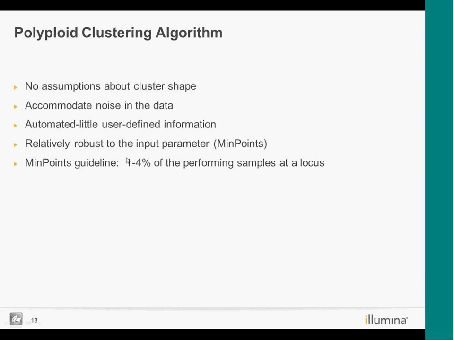Now, again, the benefit of the polyploid clustering algorithm is there are no assumptions about cluster shape. It accommodates noise in the data. It's automated, with very little user-defined information, minimum points being the most important. The minimum points guideline is 1 to 5% of performing samples at the locus. This should be 5%.